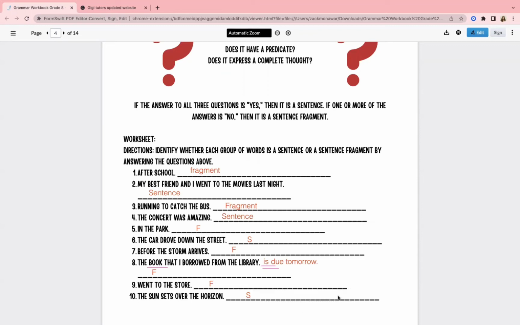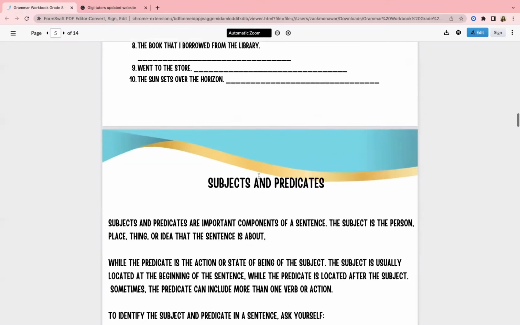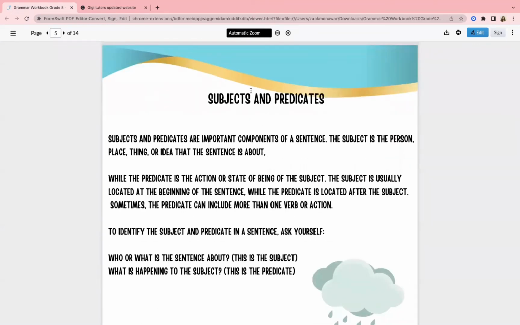Now going on to number 9, went to the store. Who went to the store? That's another fragment. And then 10, the sun set over the horizon. That is a sentence because it expresses a complete thought. Well, now that we know what a sentence is, let's go over the subject and predicate portion.